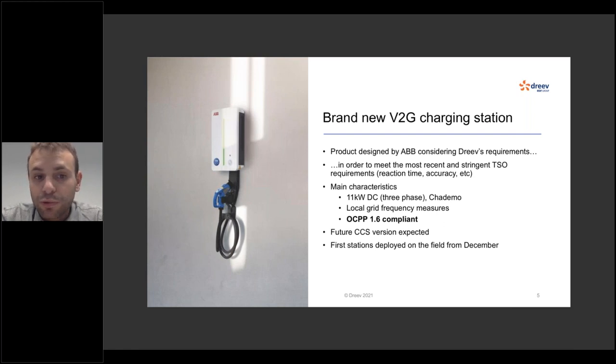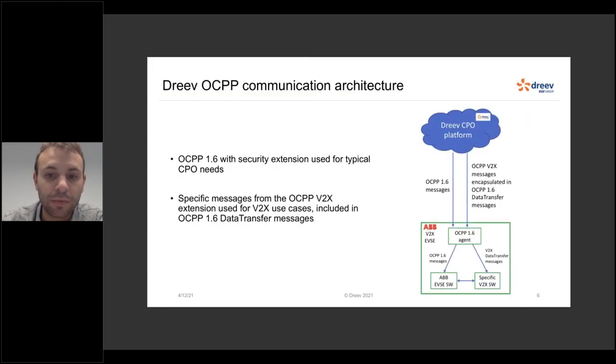Of course, this product will evolve in the future. We expect a CCS version in particular as soon as CCS will be V2G compliant. And as explained, we have already deployed these stations from December 2020. So, as explained, we want to rely on OCPP to provide V2X services. And at the same time, in order to go fast, we also need to rely on the existing solutions on the ABB side, which is OCPP 1.6.